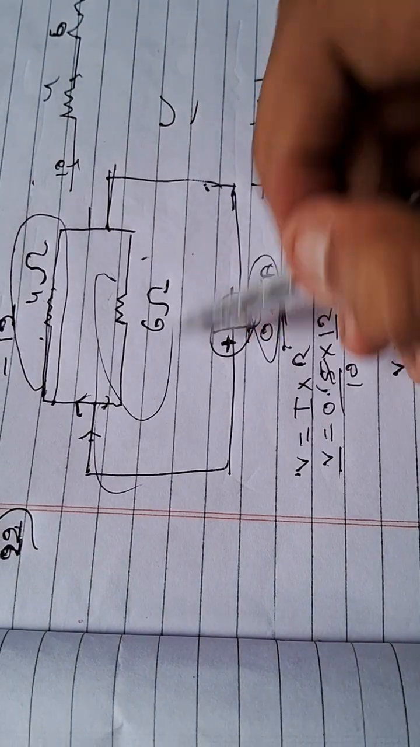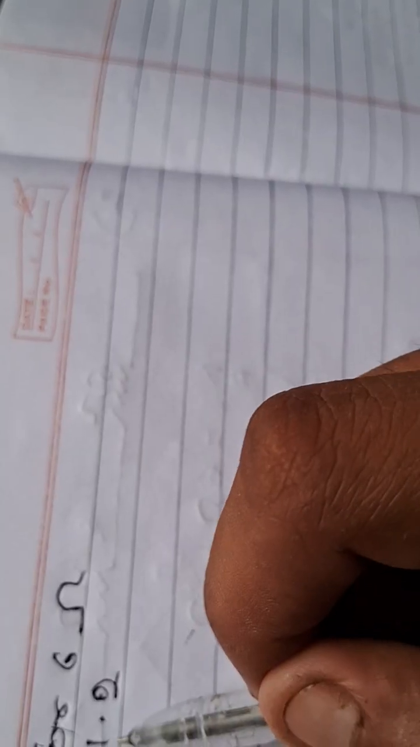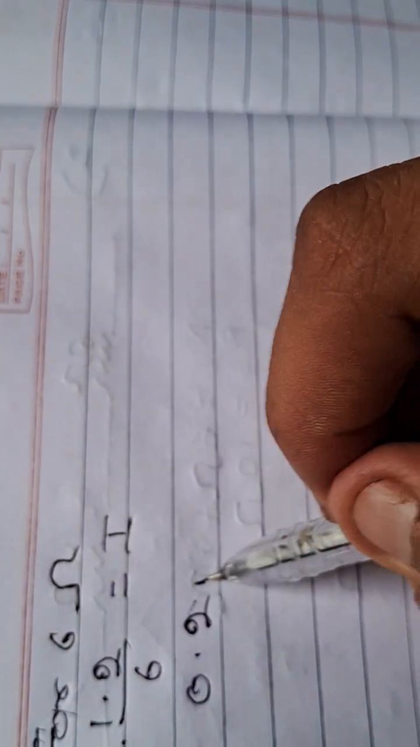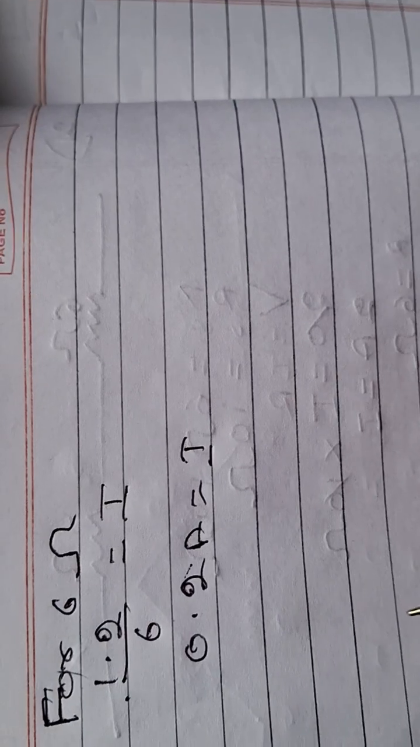Now let us calculate for 6 ohms. For 6 ohms, we have 1.2 volts and 6 ohms, so 1.2 by 6 is equal to I, so 0.2 ampere is your I. Okay, now let us move further.